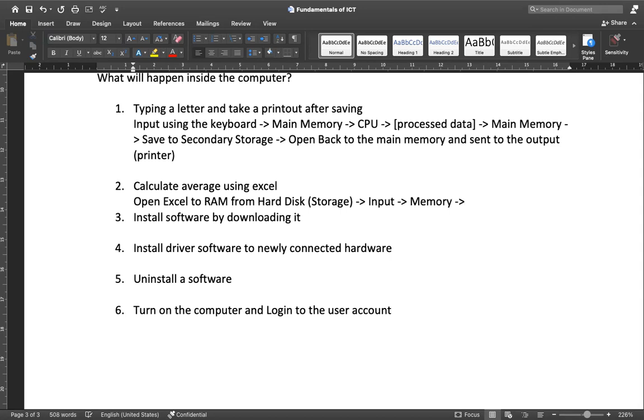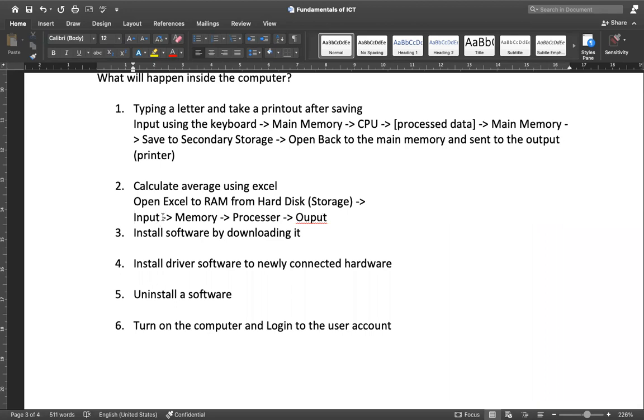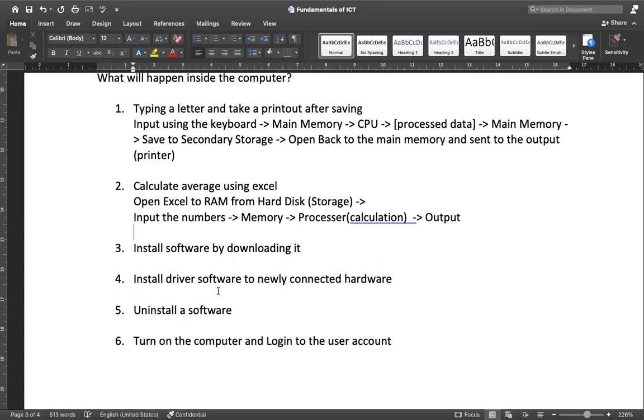And when inputs go to the memory, at the same time they go to the processor to process, and it will be presented as the output. So first you have to open, then you have to input the numbers, and they will go to the memory. Then the calculation part will happen in the processor, and it will be presented to us using output devices. So that is the process when calculating something using Excel.